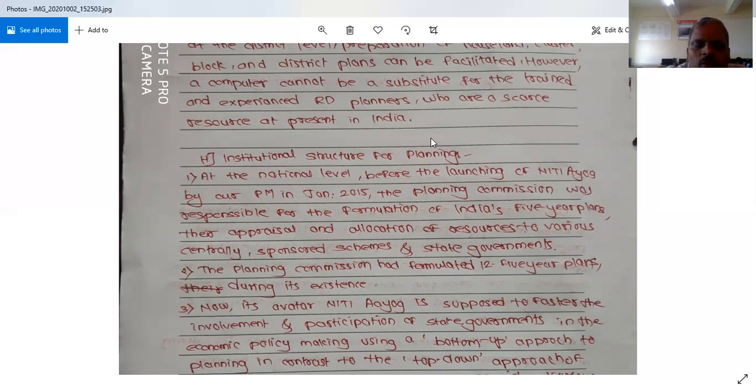After that, the Niti Aayog was introduced, and nowadays Niti Aayog decides and formulates all types of 5-year plans and the steps to be followed for the effective implementation of these policies and programs. Their appraisal and allocation of resources go to various centrally sponsored schemes and state governments. So resources can be used centrally as well as through schemes sponsored by the state government and the central government.